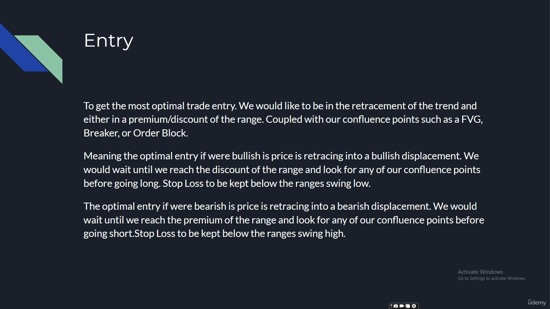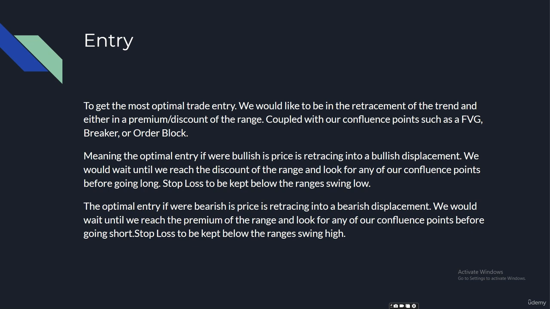So we would like to be in the retracement of the trend and either in a premium or a discount of the range, coupled with our confluence points such as an FVG, which is a fair value gap, a breaker block, or an order block. Meaning the optimal trade entry, if we were bullish, is price retracing into a bullish displacement. Then we would wait until we reach the discount of the range and look for any of our confluence points before going long. And stop loss is to be kept below the range's swing low.